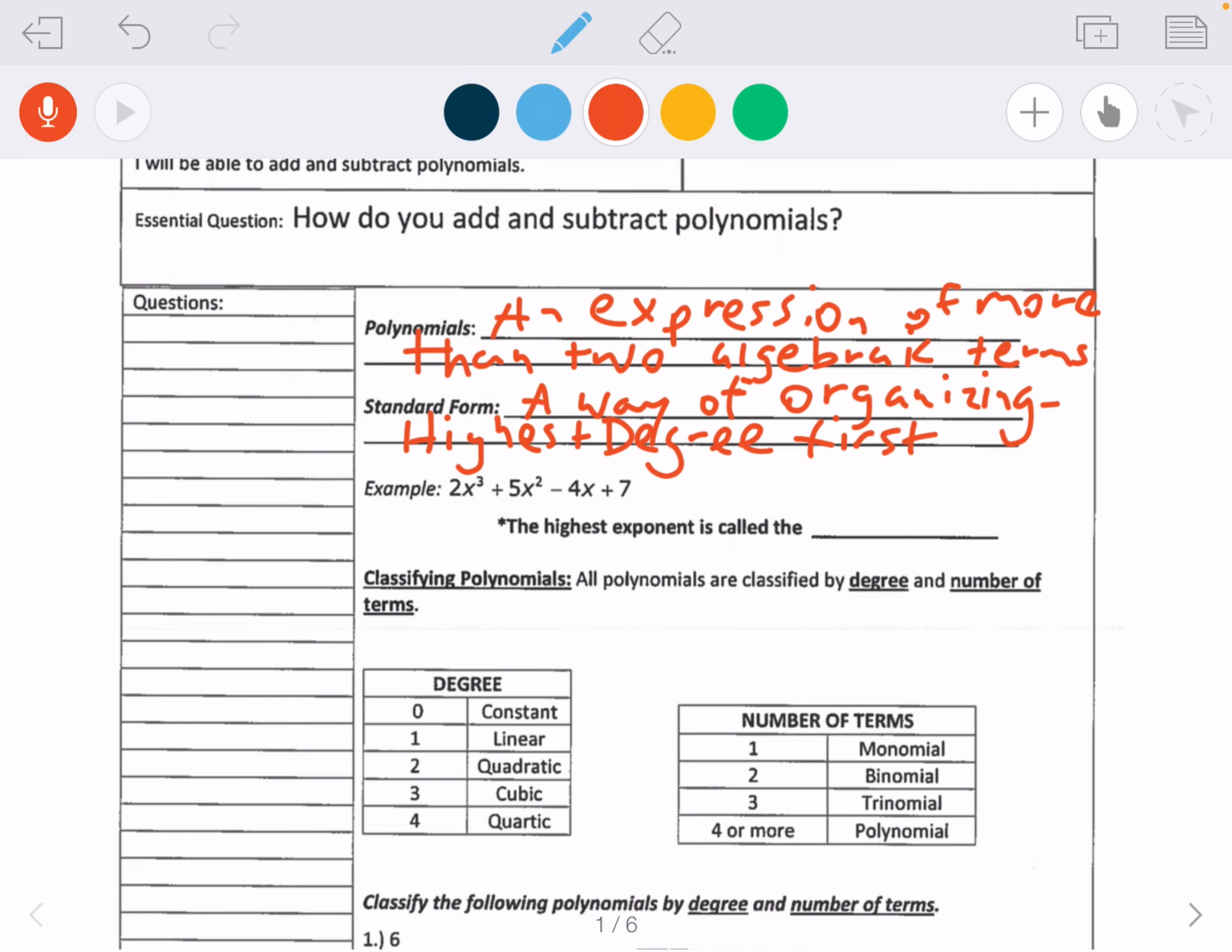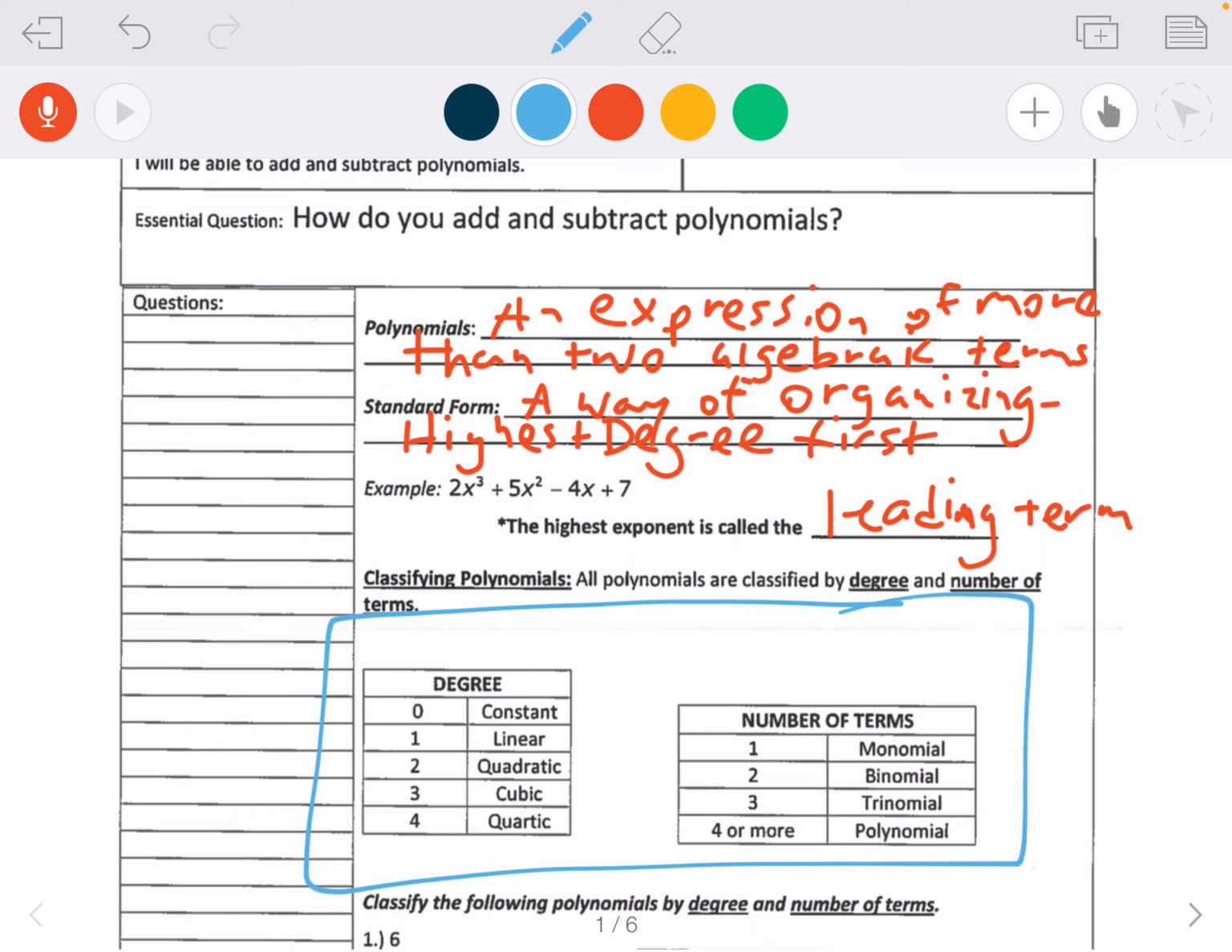So if we look at an example of what an answer might look like, our 3, that is the highest exponent value. That is called the leading term. It is the first term in our answer. So we have a chart here. We need to be able to look at something like this example, and we should be able to classify the polynomial based on the different characteristics. So the degree, we're talking about the exponent value. If we have something that's a third degree, that means the leading term has a degree of 3, like our example. This would be a cubic.